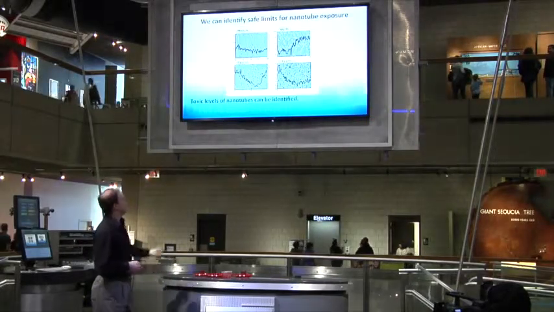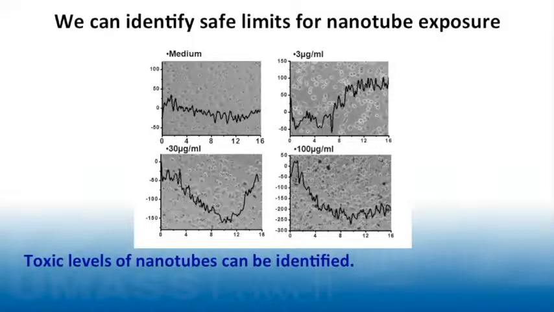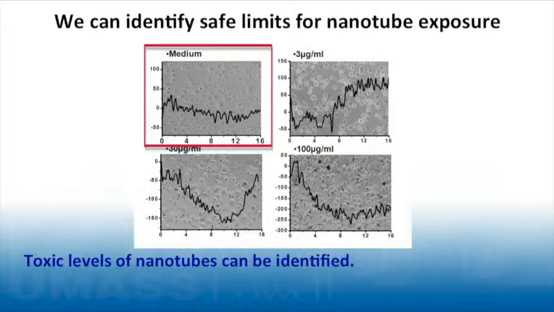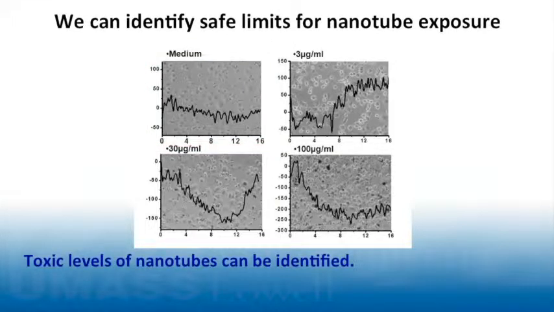Now, just to show you the kinds of responses we get, if you look at the top left side, this is just the cells sitting there enjoying themselves with nothing there. Now we start giving increasing dosages of the nanotubes. And what I want you to pay attention to is when the frequency, which is that black line, goes down, that means the cells are responding. If they don't come back up, then that means that they're not going to make it.